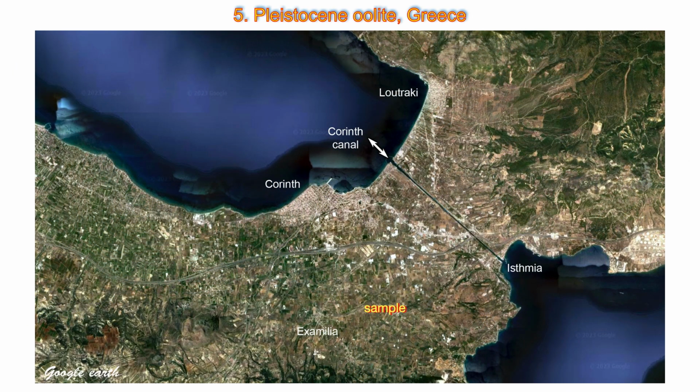Sample 5 is a Pleistocene oolite that comes from the 200,000-year-old Corinth Peninsula, that was constructed from a few faulted, shallow marine glacial-eustatic terraces, described by Collier and Thompson in 1991. The sample is from a road cutting near Eximilia.